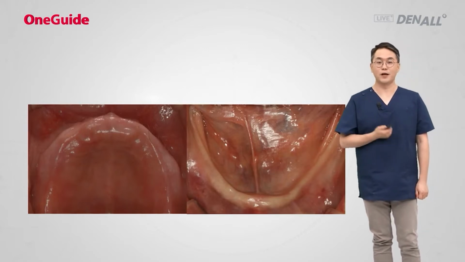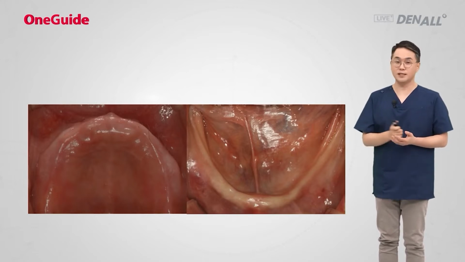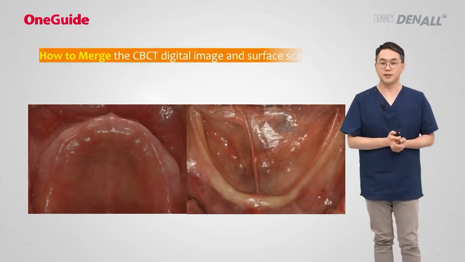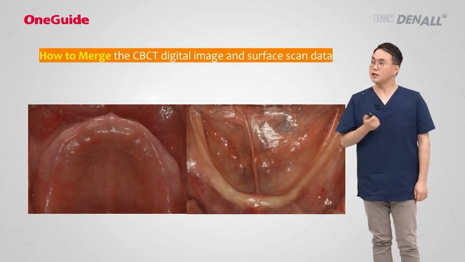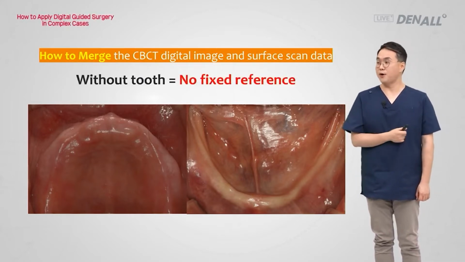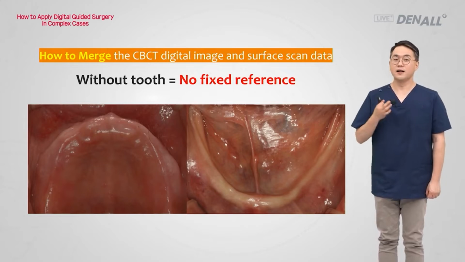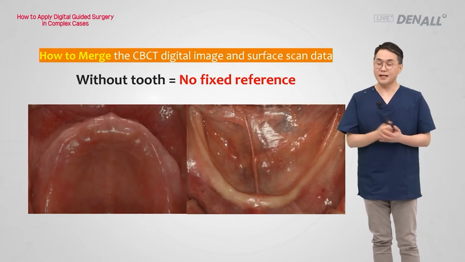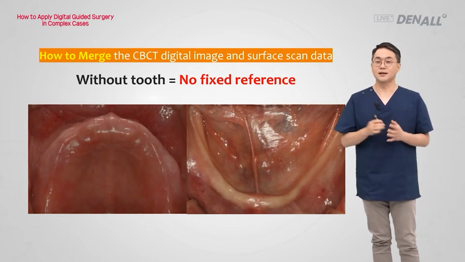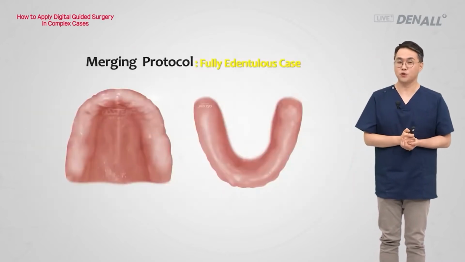But what about this? A complete edentulous patient, there are no teeth, there's no reference to use in the merging. In this case, how can we do the merging? Teeth, which are the fixed reference points, do not exist. It is tricky to do the merging. So, the manufacturers of digital guided surgery provide different merging protocols.